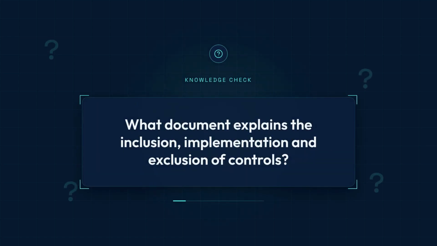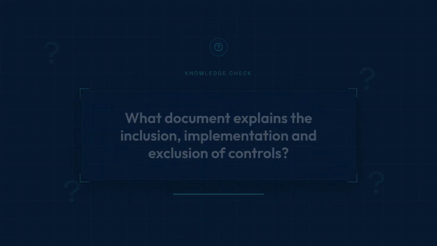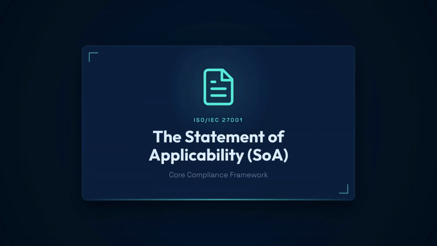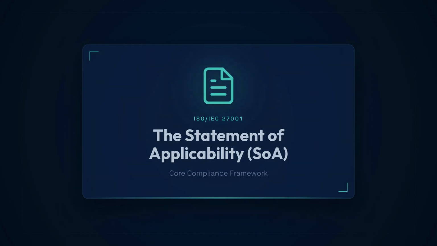Question 2. What document explains the inclusion, implementation, and exclusion of Annex A controls? That would be the Statement of Applicability, or the SOA. It is the definitive record of your control strategy.